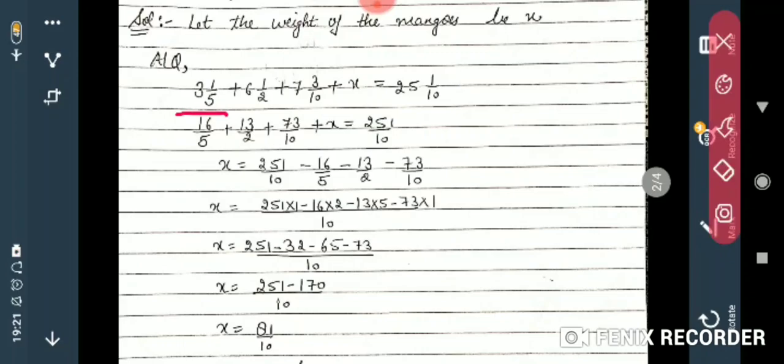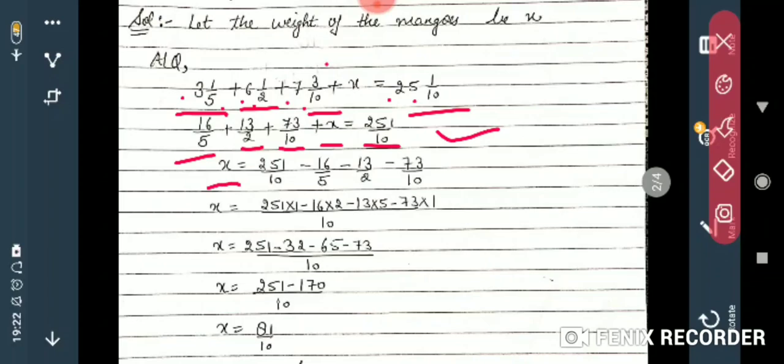Just see. So just convert it into improper fractions. 5 3s are 15 plus 1, 16 upon 5, then plus 6 2s are 12 plus 1, 13 by 2, then 10 7s are 70 plus 3, 73 by 10, plus x equals 25. Multiply 10, 250 plus 1, 251 upon 10.